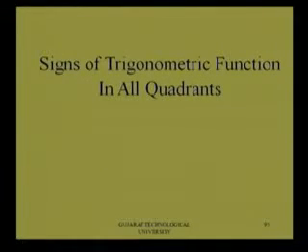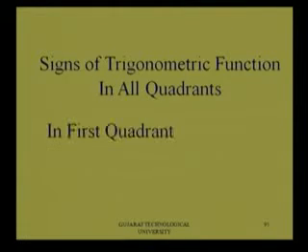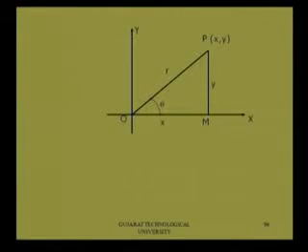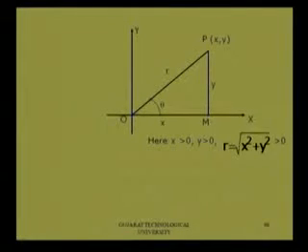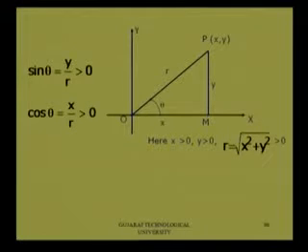Signs of trigonometric functions in all quadrants. In the first quadrant, this is the right angle triangle with angle theta. Here in the first quadrant, as we know that x and y both are greater than 0, by Pythagoras theorem one can write r equals root x square plus y square. Sin theta means opposite side by hypotenuse, that is y by r. It is greater than 0. Cos theta is adjacent side by hypotenuse, that is x by r, which is also greater than 0 as x and r both are greater than 0.